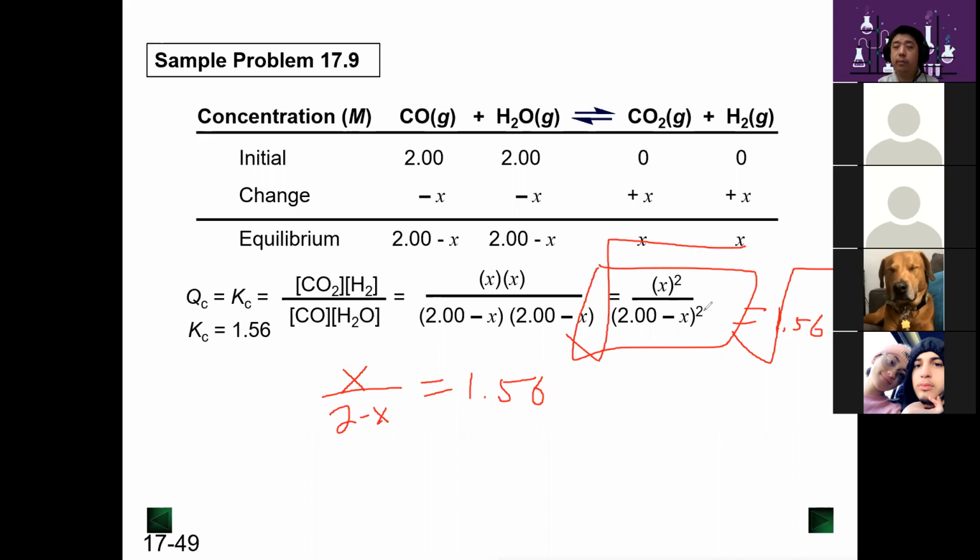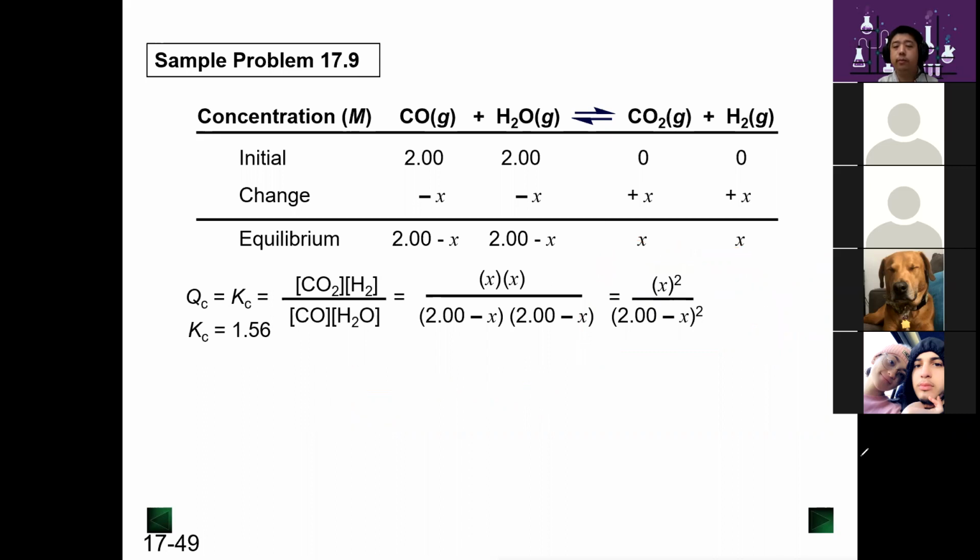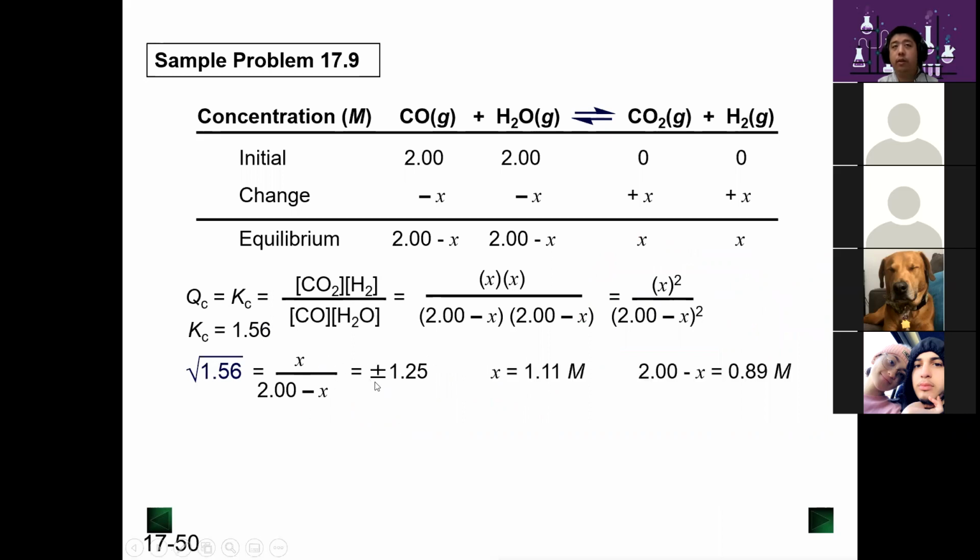If you see squared on both sides, you want to go ahead and find a way to square root this to make it as easy as possible. So we square root both sides. You end up with plus or minus 1.25. Plus or minus of this becomes 1.25. Your overall x becomes 1.11. Any questions up to this step right here?